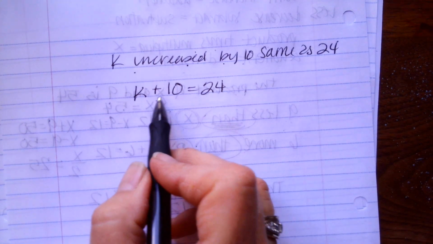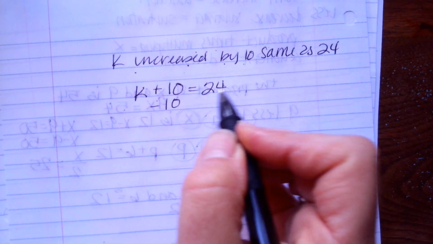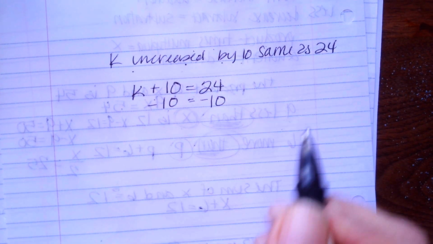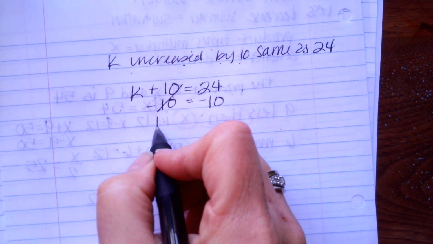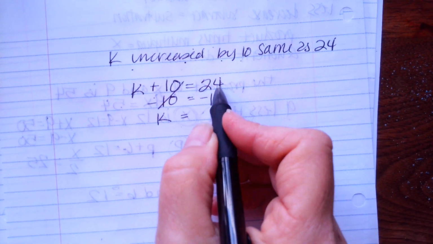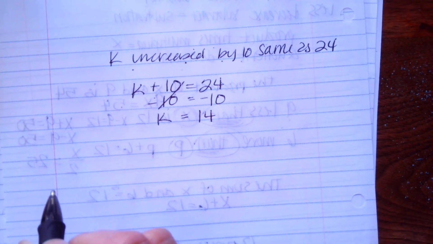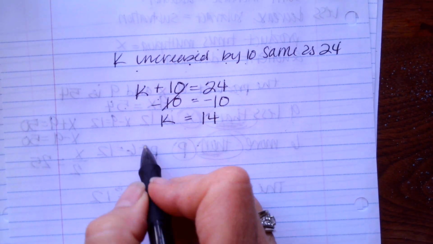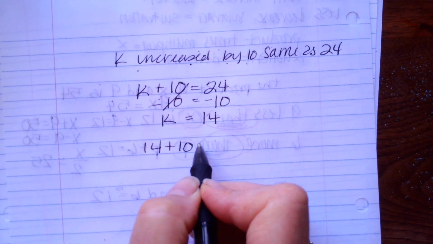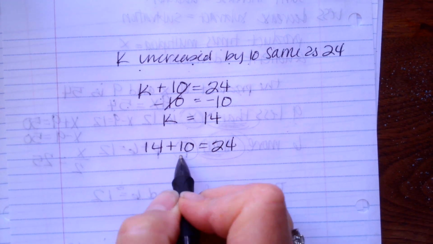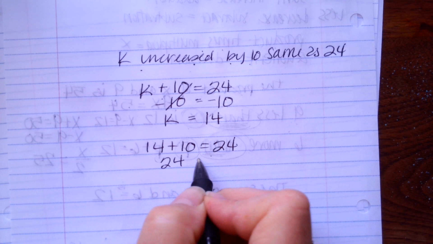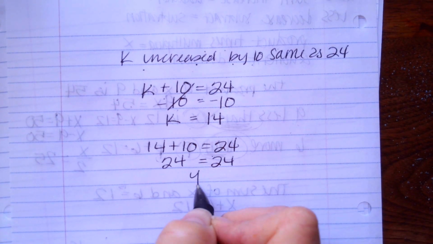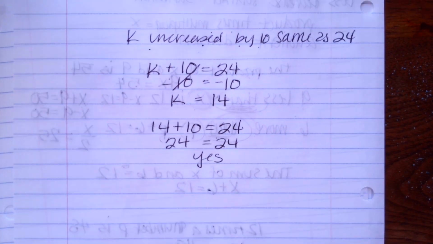So they're adding 10, we subtract 10, and what we do to one side, we do to the other. This cancels each other out. What's left on this side is k, and then 24 minus 10 is 14. If we plug it back into our original equation, we say 14 plus 10 equals 24. Now we solve it. Does 24 equal 24? Yes. So we know we got the right answer.